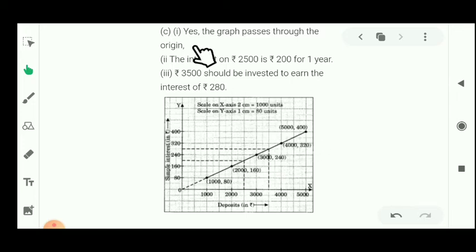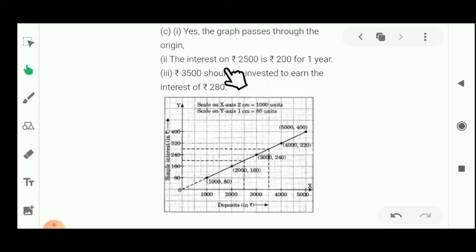Let's see the C part. First part is, yes, the graph passes through the origin. That means you can see origin means from 0. When we join these points, we can observe that the straight line will be passing from 0. So the answer will be yes, the graph passes through the origin. Let's see the second part.